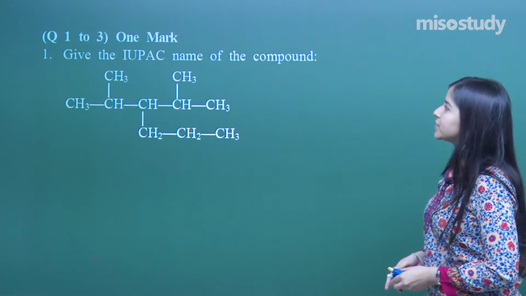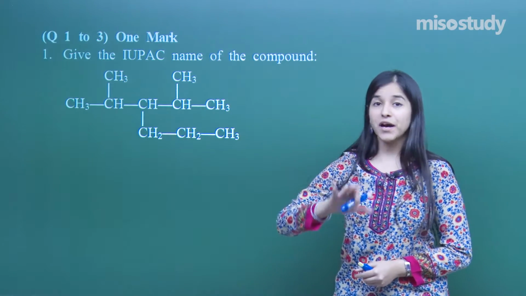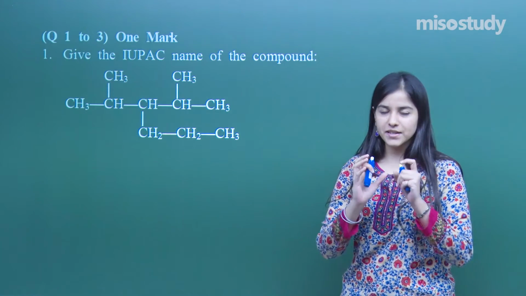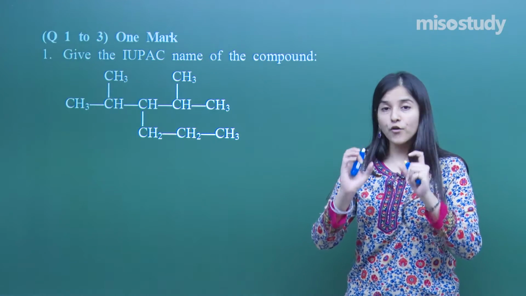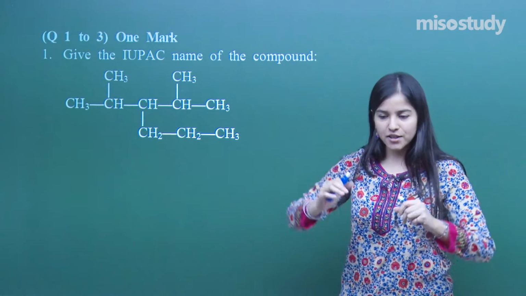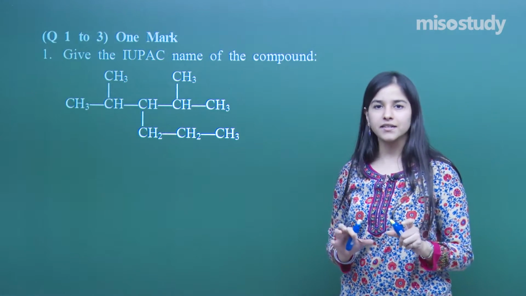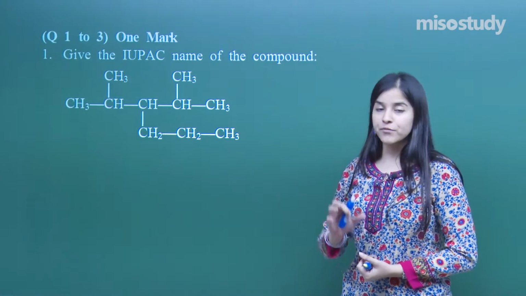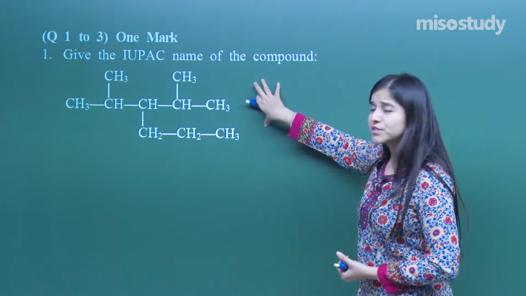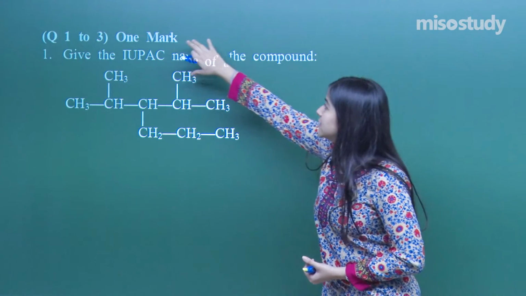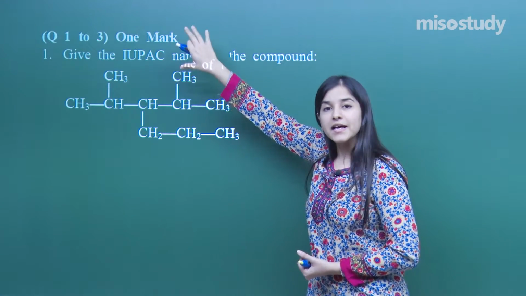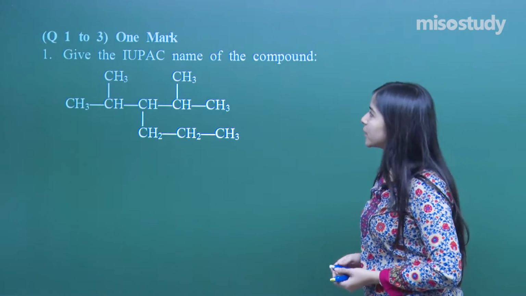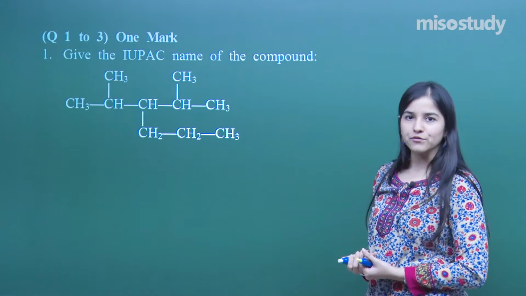Question number 1 to 3 are 1 mark questions, you have to keep that in mind so that you are able to provide the correct answer of appropriate length, right? Do not just go on writing and writing, it can lead to negative marking also. So you just need to focus upon how many marks have been dedicated to a particular question. Now the first question: give the IUPAC name of the compound.